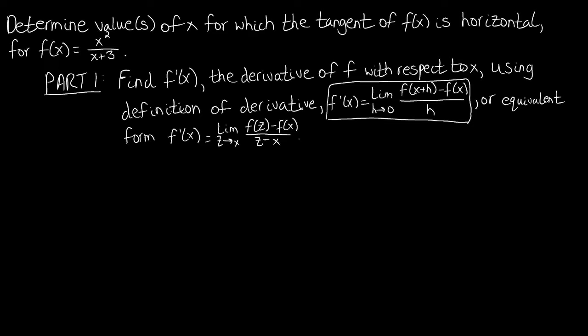So what we're doing in this video is we're determining the values of x for which the tangent of f of x is horizontal for f of x, this rational function that we have here. Part one, being given to us in the way that it is with the question, kind of gives away what we're doing. The first part of it is to find the derivative, because we want to find whatever x values make the tangent of f of x horizontal.